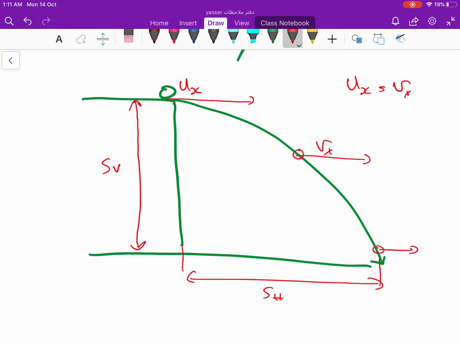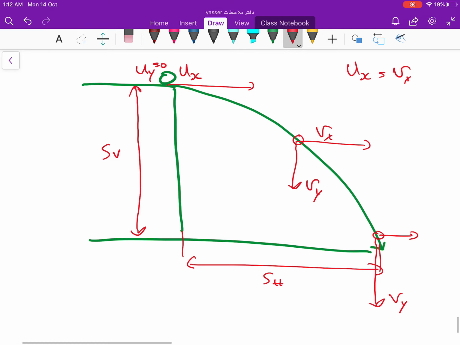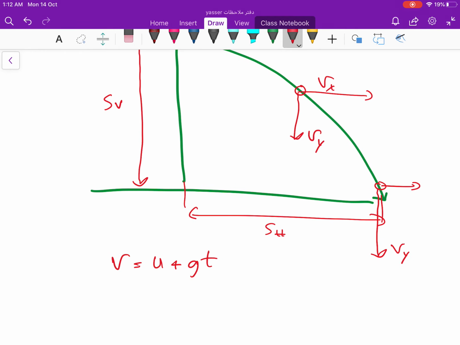What will change is the vertical velocity. Here the initial vertical velocity uy equals 0, and then it will start increasing gradually. At the moment before it touches the ground, it will be the maximum. Here is vy and here is vy. Also we have the time, my dear students. We can calculate the time by using the first equation of motion, v is equal to u plus gt. The object is under the effect of gravity, or the gravitational field strength, which is g, for calculating the time.